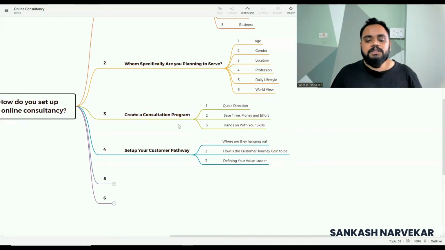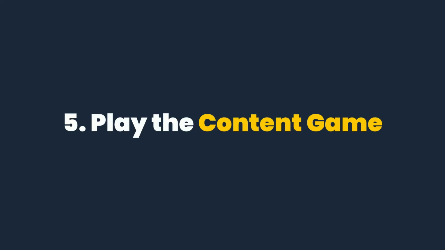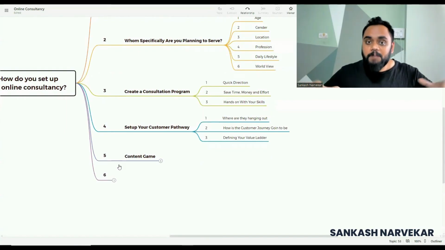Yeah, so that's the fourth thing. You've got to set up a customer pathway so that people can come to you very easily without putting in any effort. So you've got to remove all those restrictions. Then the fifth part we have over here is to play the content game, because this is what will get you a lot of traction.